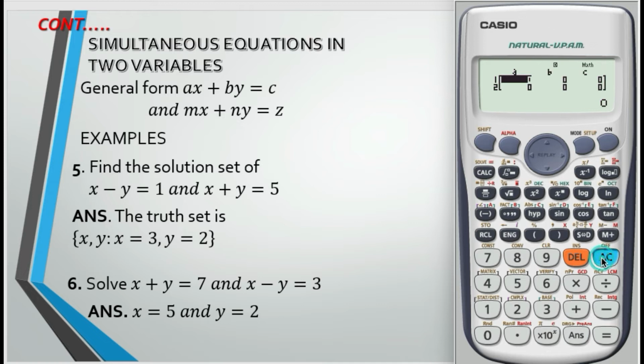So in the same way, clear the calculator, then you type inside the coefficient. So coefficient of x is 1, coefficient of y is also 1, then equal to 7. Okay, the next equation is 1, and the coefficient of y is negative 1.